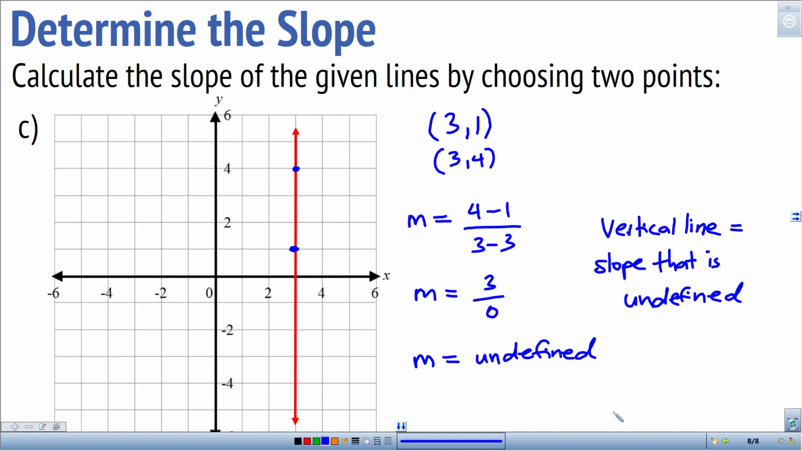So I hope that this walkthrough has clarified how you can calculate the slope of any line by picking 2 points. So good luck with all of your slope calculations. All the best.